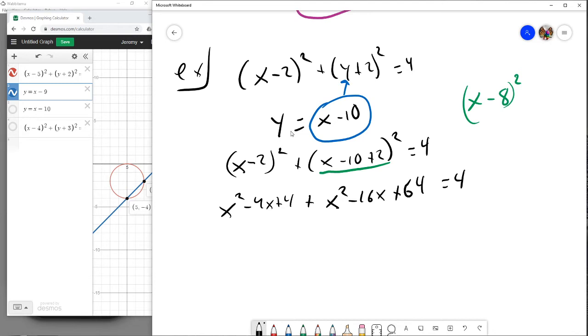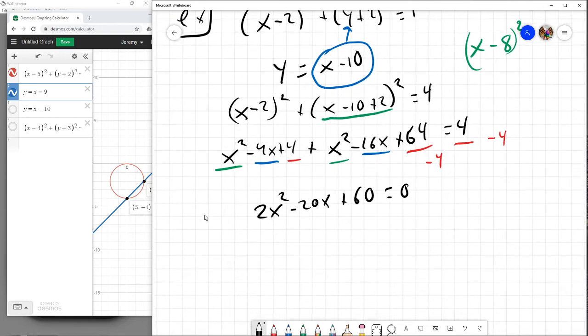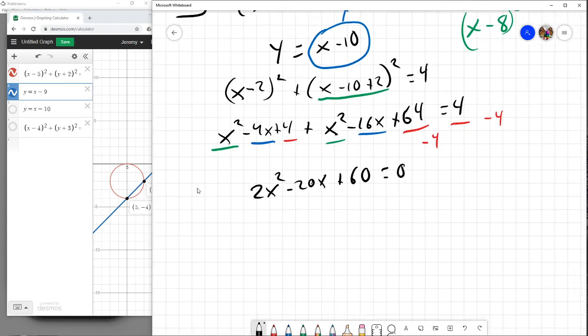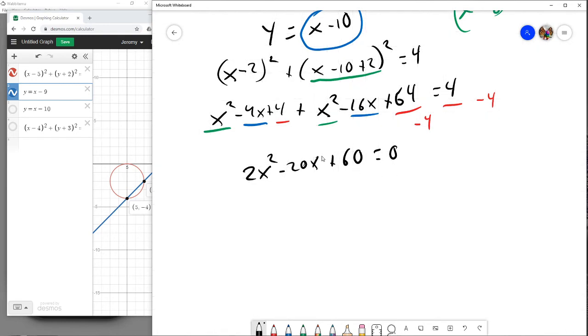Alright. And now we can combine like terms again. Right? So we want to combine the x squareds, the x's, and then the constants. And we're going to also subtract 4 from both sides, okay? Because this is again a quadratic. So we get 2x squared minus 20x plus 60 is equal to 0. And I can divide both sides by 2 again. Let's see here. Alright, so if we divide both sides by 2, we get x squared minus 10x plus 30 is equal to 0.